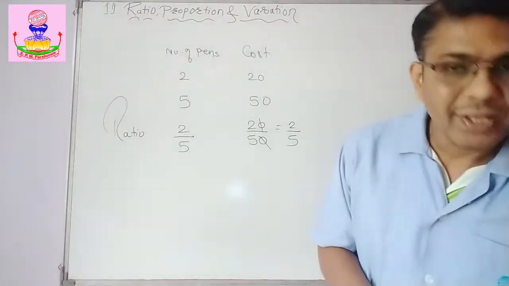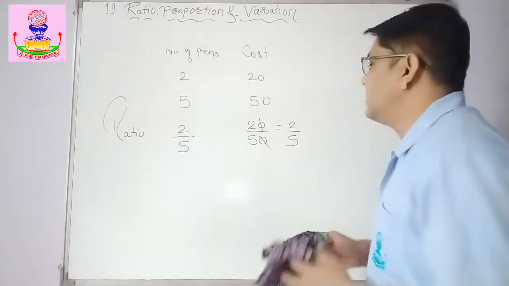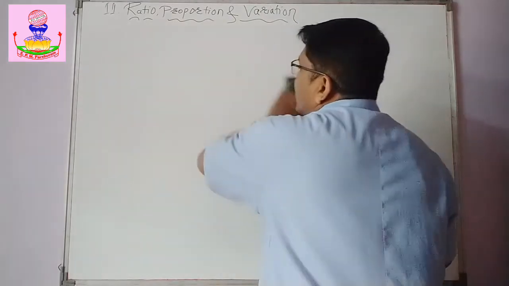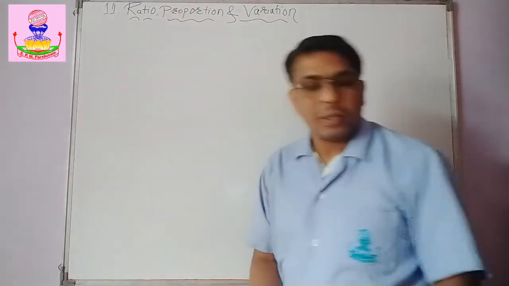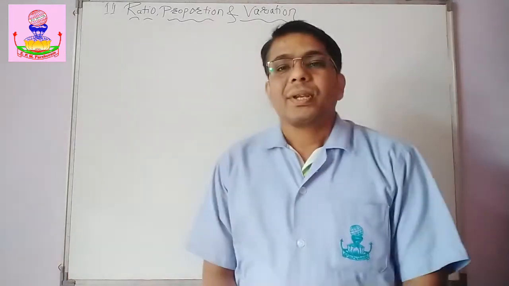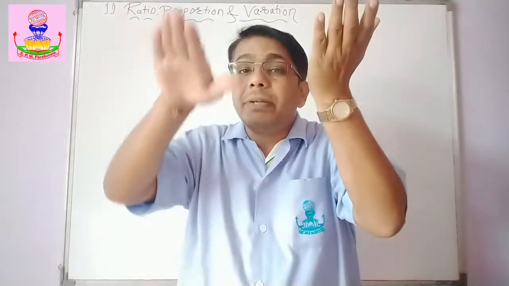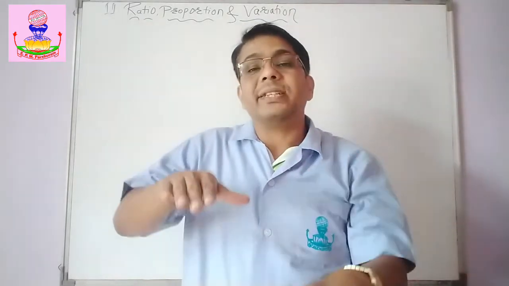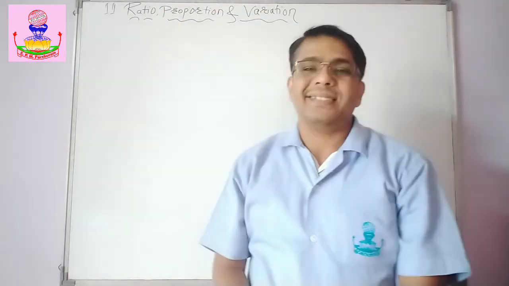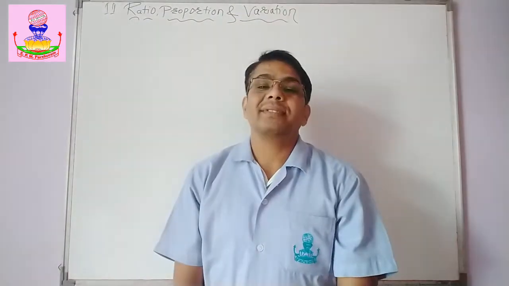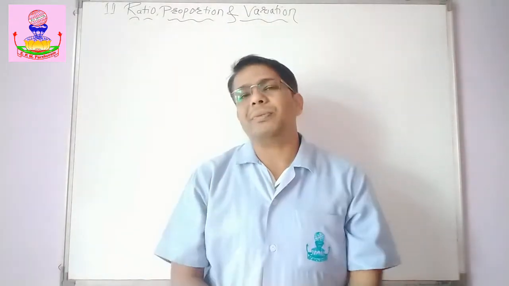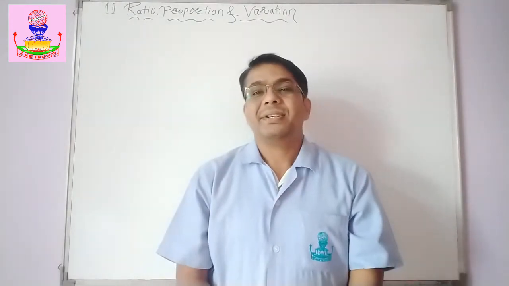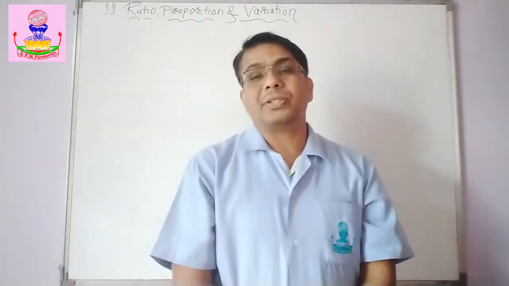Now inverse variation. What is inverse variation? In inverse variation, when one quantity increases, the other related quantity decreases, and when the first quantity decreases, the other related second quantity increases. That is called inverse variation. And the speciality of inverse variation is, yes, the product is always constant. What is constant? The product is always constant.